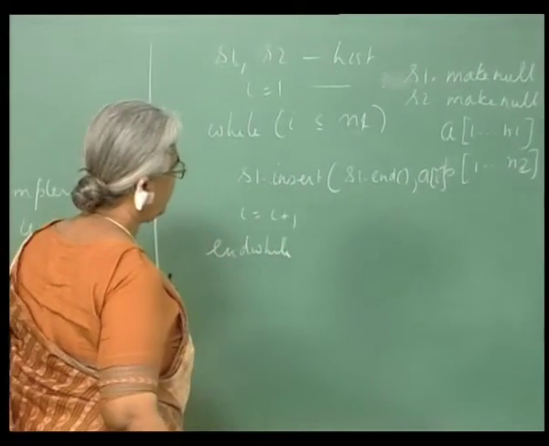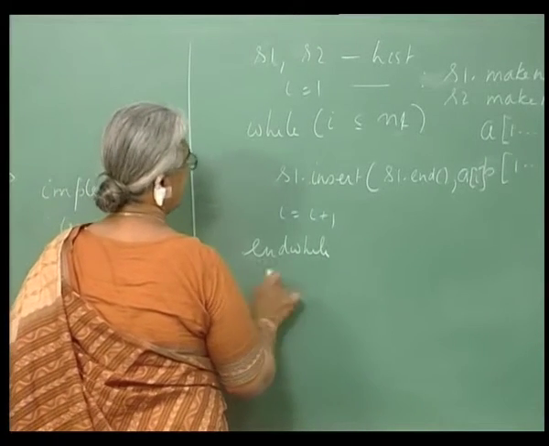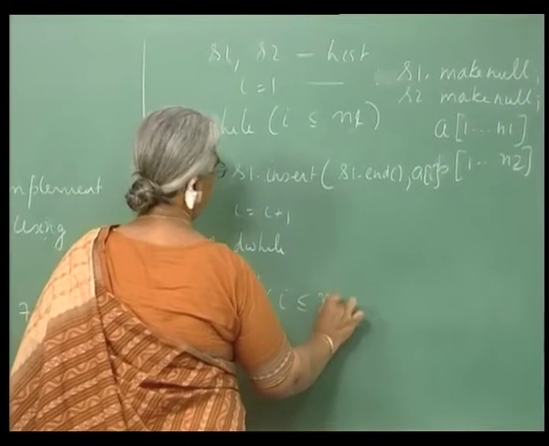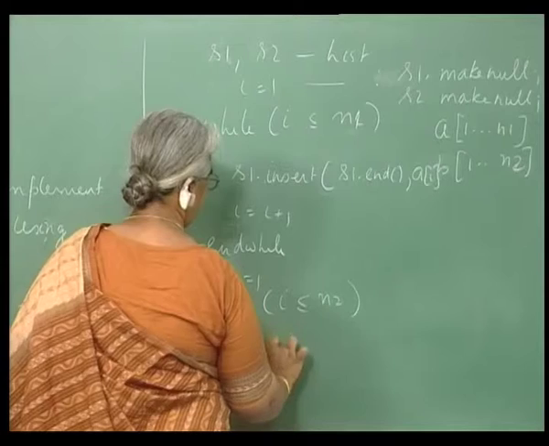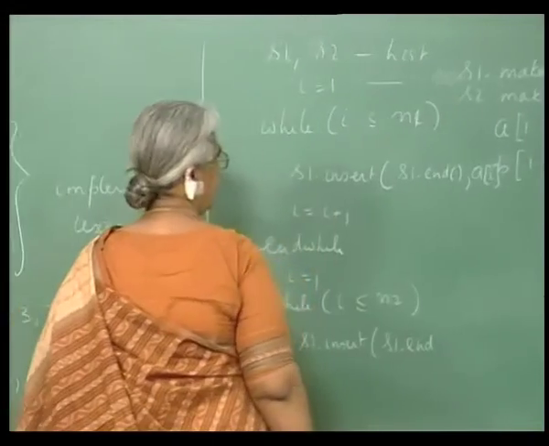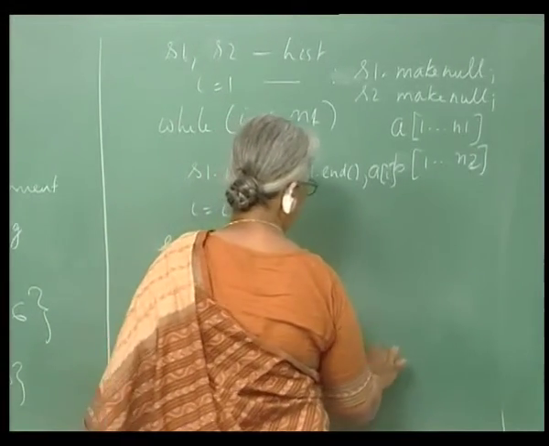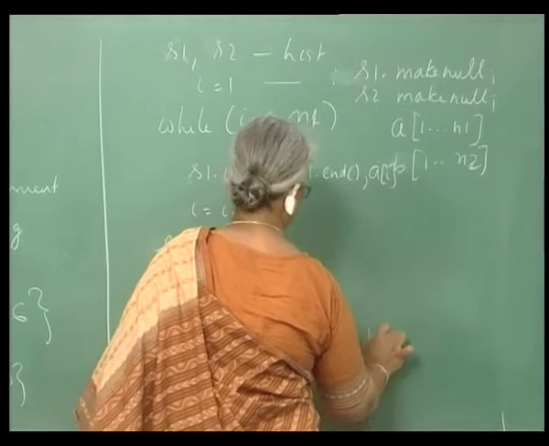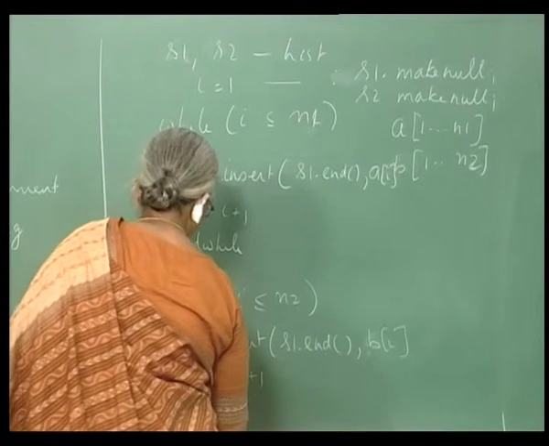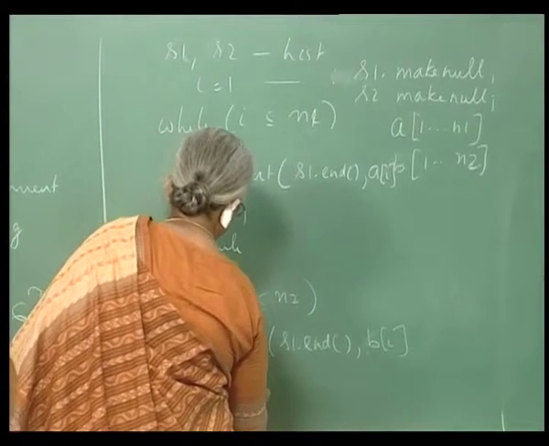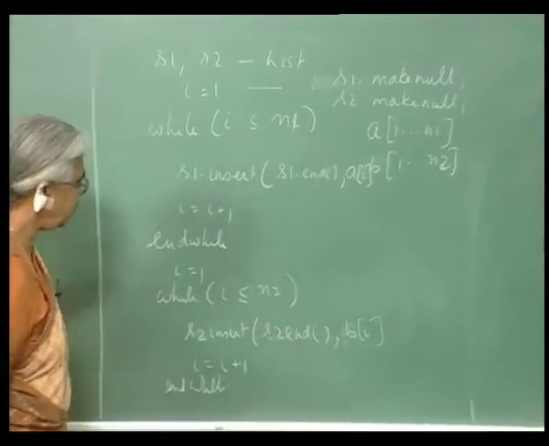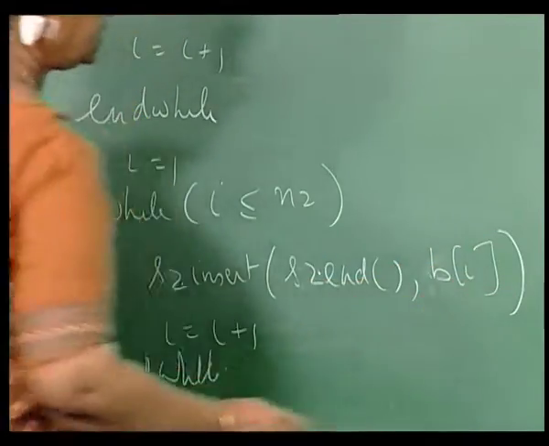In much the same way I would do it for S2 too. While I less than or equal to N2, S2 dot insert, S2 dot end, comma, I am inserting B of I, I equal to I plus 1. Okay. So now what have we done? We have created 2 lists, S1 and S2, into which we have inserted elements.